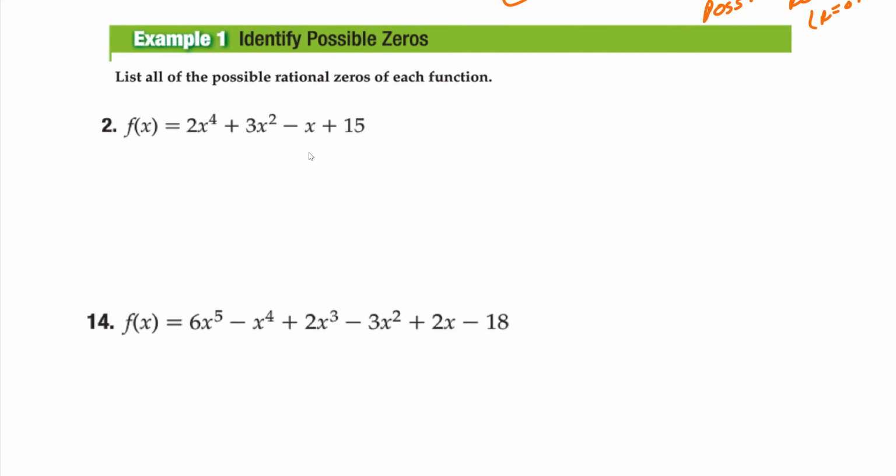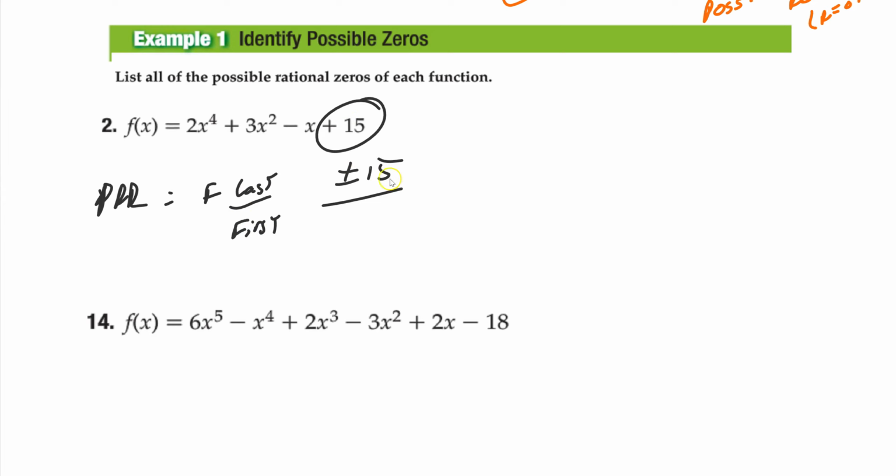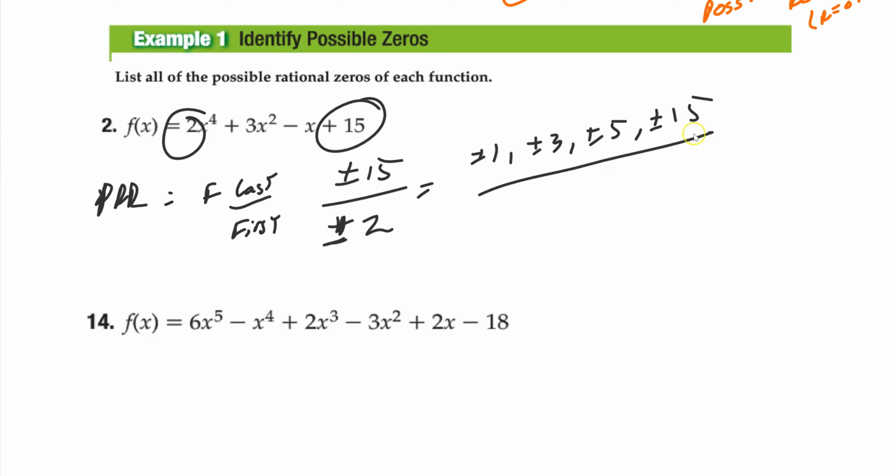So first let's talk about how to write the rational roots. That's step 1. All I want to do is find the possible rational roots here. And the way this works, it's the factors of the last over the first. So here's my last, plus or minus 15, over the first, plus or minus 2. My factors of 15 are plus or minus 1, plus or minus 3, plus or minus 5, plus and minus 15. Factors of 2 are plus or minus 1 and plus or minus 2.